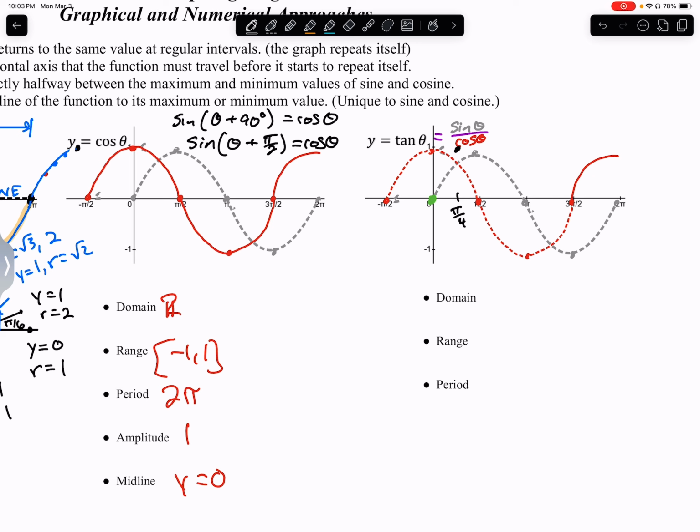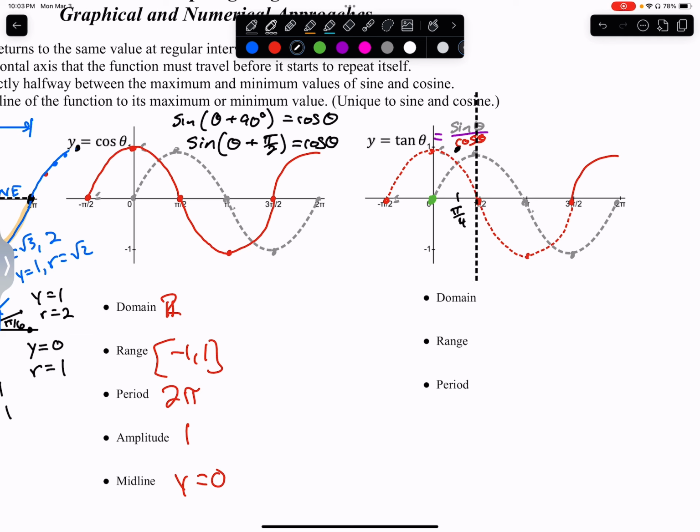Now we know that's true because pi over 4 is a 45, 45, 90. X and y are both the same value. So if you divide 1 by 1, you get 1. We're continuing to divide sine by cosine. At pi over 2, sine is 1, cosine is 0. What's 1 divided by 0? 1 divided by 0 is undefined because tangent has a vertical asymptote here at pi over 2.